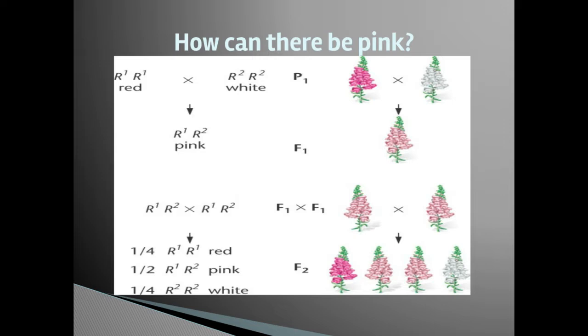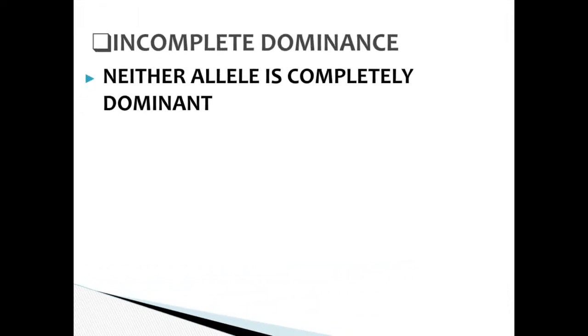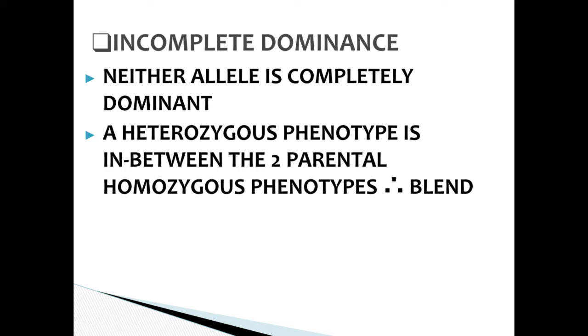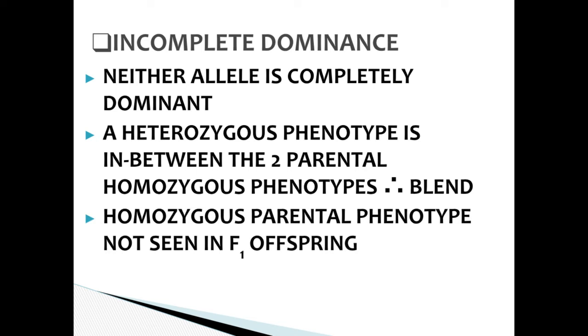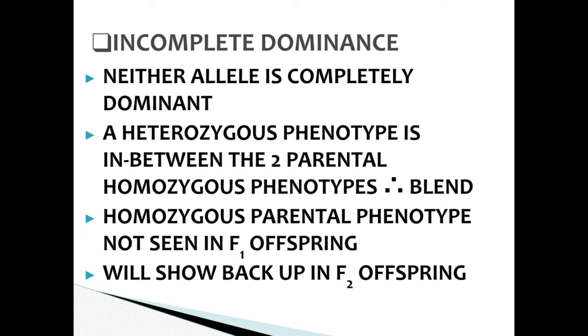Some genes, however, have neither allele completely dominant, and the F1 hybrids have a phenotype somewhere in between those of the two parental varieties. This phenomenon is called incomplete dominance and is seen when red snapdragons are crossed with white snapdragons. All of the F1 hybrids have pink flowers. So in this case, a heterozygote phenotype is a blend between the two parental homozygous phenotypes. And so we see what was called an intermediate or in-between color in the offspring.